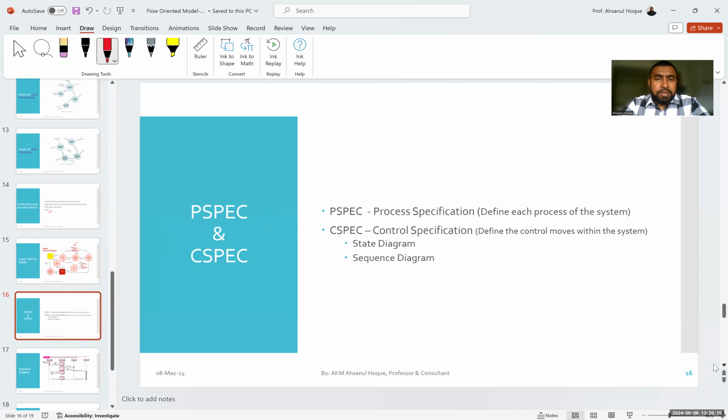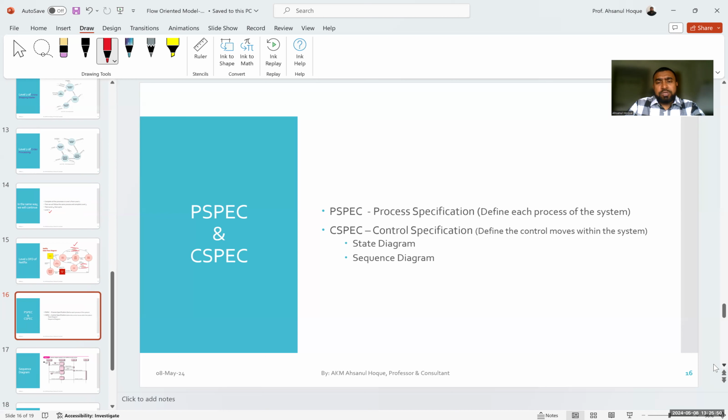And in DFD, there are another two things we get and generate. One is P-spec, another one is C-spec, which are process specification and control specification. Process specification defines each of the processes of the system, and control specification defines the control moves within the system, or how the control behaves in the system. So these two things we get or generate from the DFD.